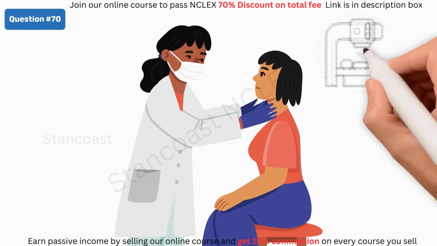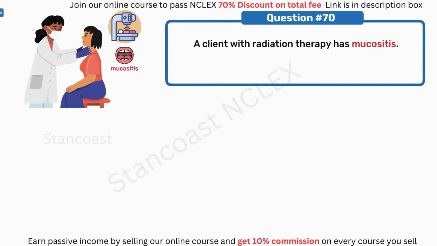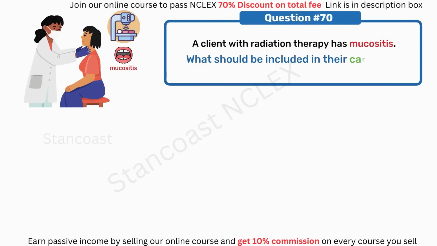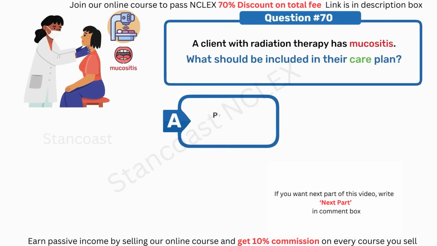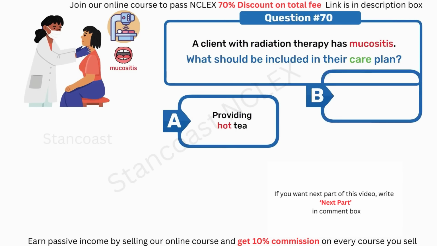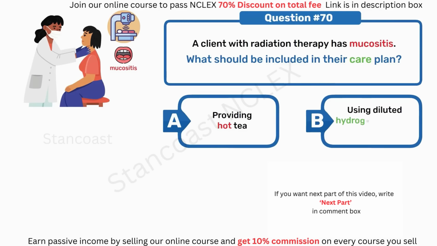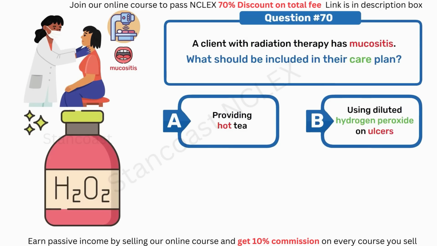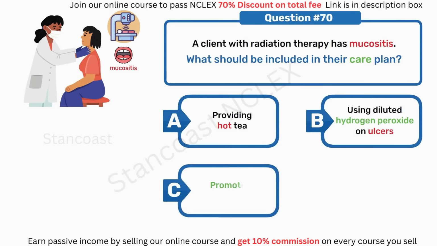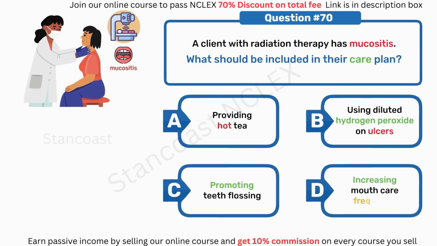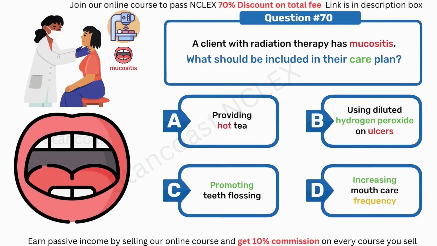A client with radiation therapy has mucositis. What should be included in their care plan? A. Providing hot tea. B. Using diluted hydrogen peroxide on ulcers. C. Promoting teeth flossing. D. Increasing mouth care frequency. Here, option C is right.